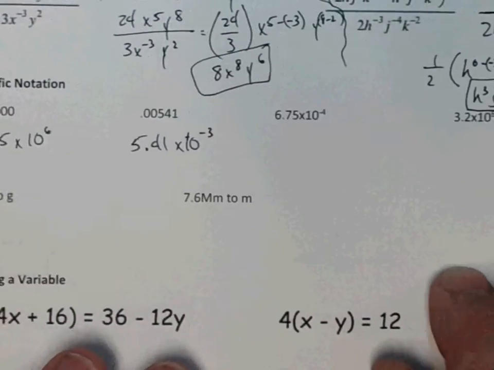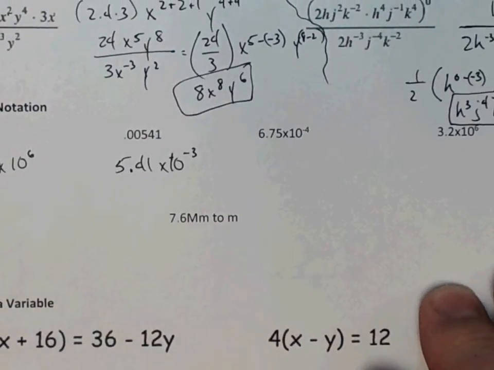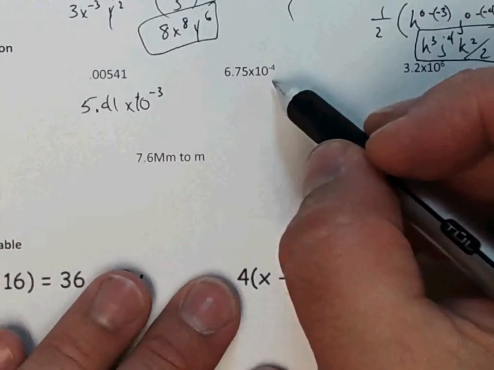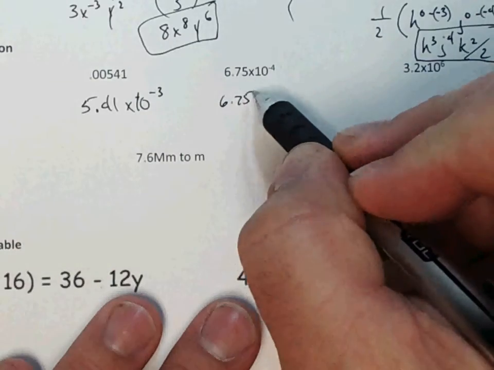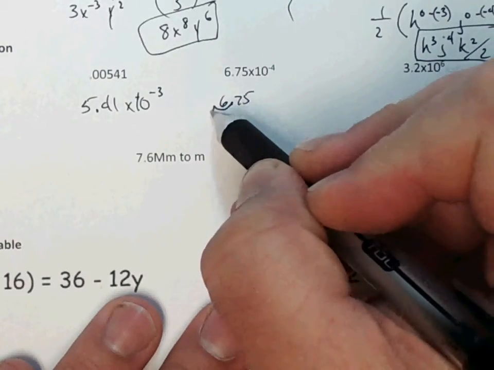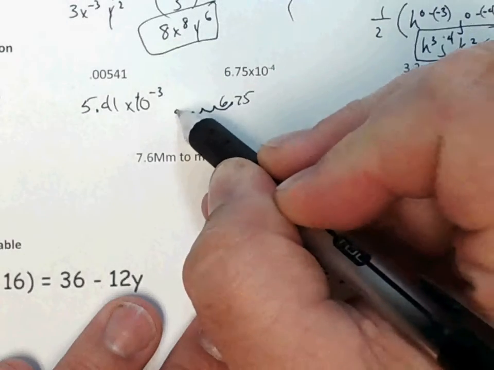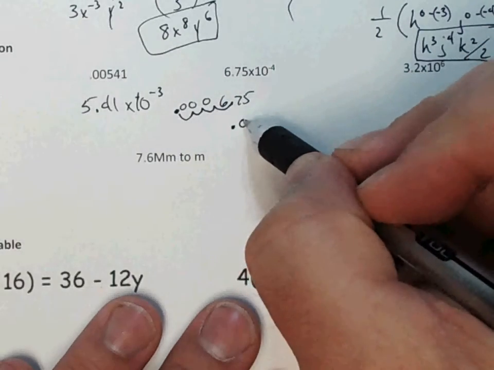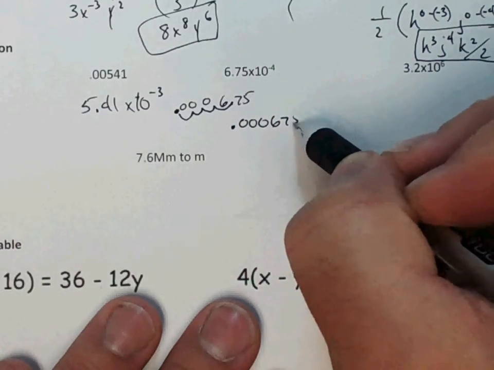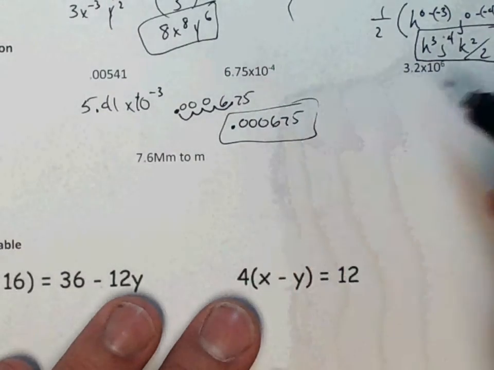We can go in the opposite way, where we take things and we put them away from scientific notation. So we're going to have our 6.75, and we're going to go to the negative 4. So we're going to move 1, 2, 3, 4 to the left, put our decimal back, fill in the spots with placeholders, and get 0.000675. That would be our answer.